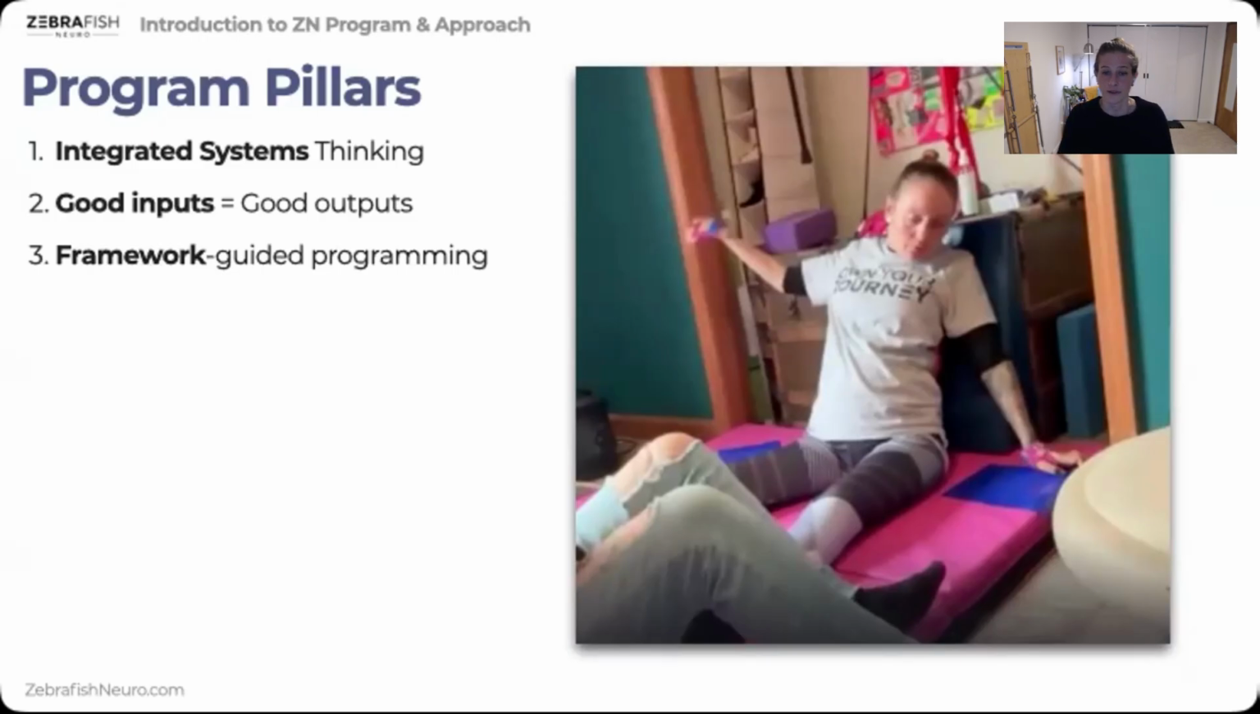Number three is framework guided programming. I really believe in creating scaffolding for programming. I used to work in a world in my brain where it was very hodgepodge. I was like, let's try this and let's do this. And again, that's where I did a lot of trial and error and learned a lot. But now I really believe in slotting things into a scaffold and a framework. That's helpful for my brain to understand what's coming next. But also, I can teach this framework now to my clients and to other clinicians.